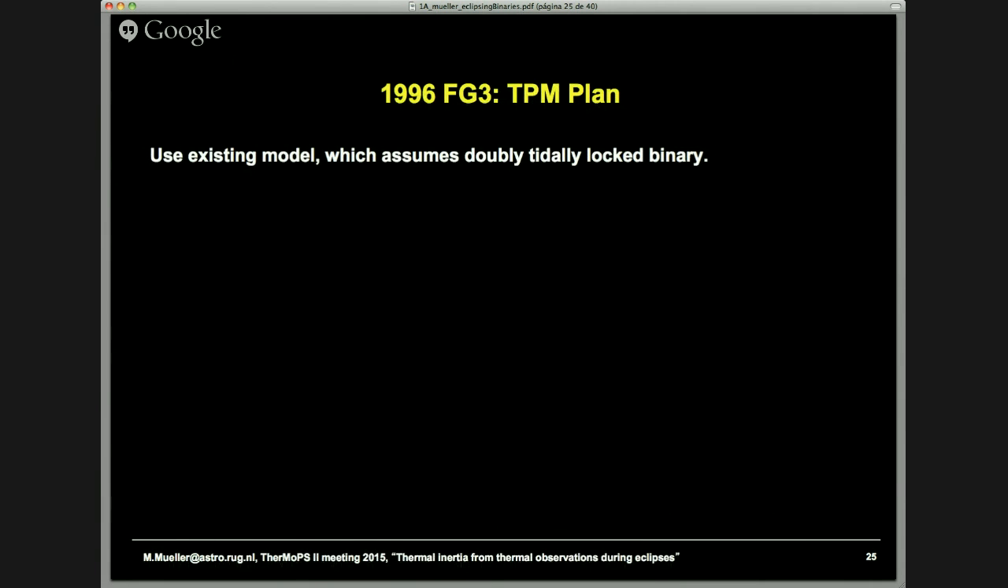And again, my model needs a doubly tightly locked system. FG3 isn't. So what do I do? I either change my model, or I change FG3, and I opt for the second option. Kind of cheating, if you wish. And I'm just throwing my idea at you, and I'm curious if anybody finds it really stupid. If so, please let me know.